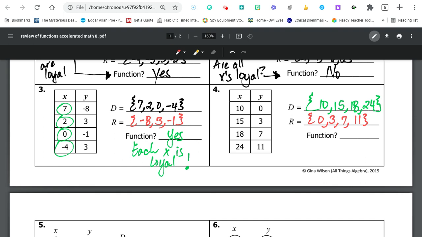All right. Is it a function? Are any of your x values repeating? Okay. Are your x's being loyal? Yes. Every x is being loyal. There are no x's repeating. There are no x's cheating. We're good to go. Put a yes.